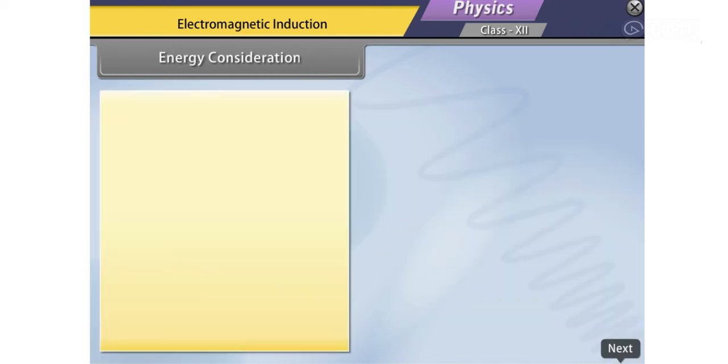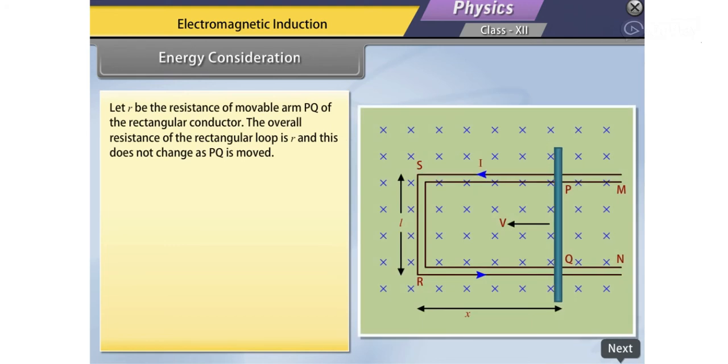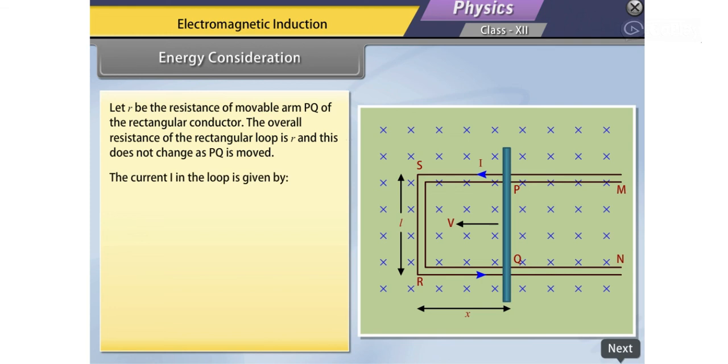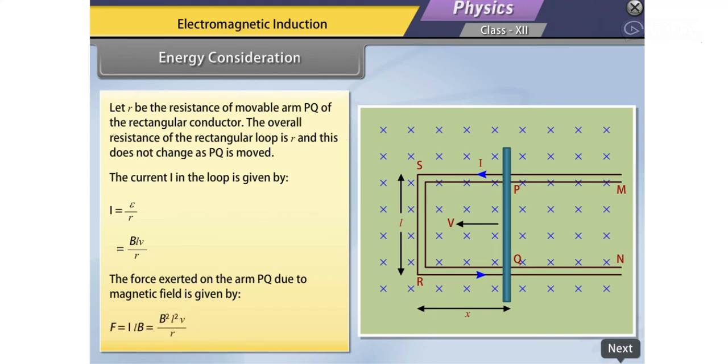Energy consideration. Let R be the resistance of movable arm PQ of the rectangular conductor. The overall resistance of the rectangular loop is R, and this does not change as PQ is moved. The current I in the loop is given by E divided by R, which is equal to BLV divided by R. The force exerted on the arm PQ due to magnetic field is given by ILB, which is equal to B square L square V divided by R.